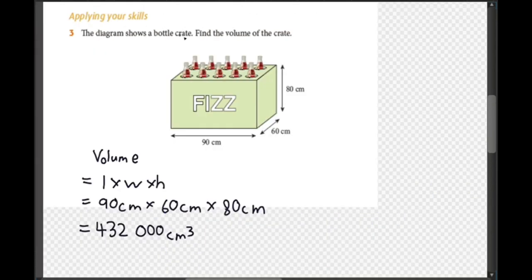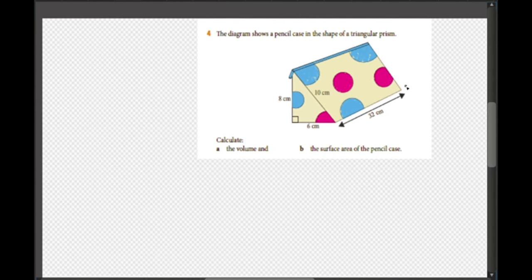Let's move on to question 3. Question 3 says that the diagram shows a bottle crate. We need to find the volume of the crate. We can see that the shape here is a cuboid. To find the volume of a cuboid, we take the length times the width times the height. The length here is 90 cm, the width is 60 cm, and the height is 80 cm. So we multiply them all together, and we will get 432,000 cm cubed.